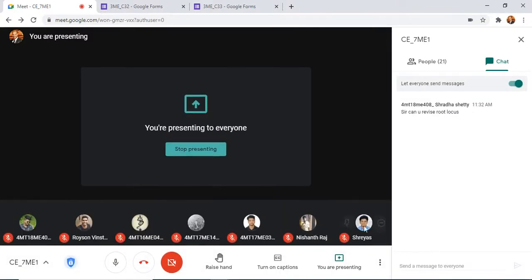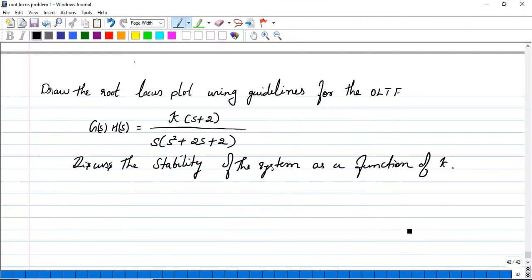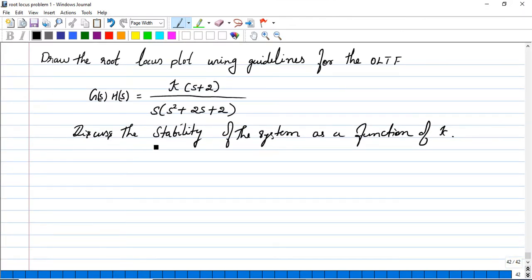Okay, let me check whether I have presented. Yes, okay, everything is fine. Okay, so this is the given problem. For this we need to draw the root locus plot.